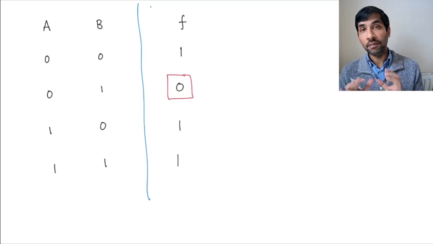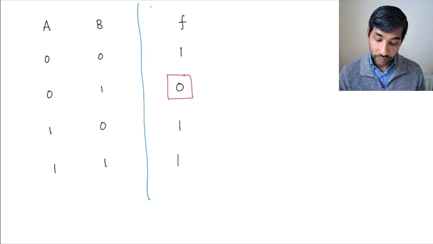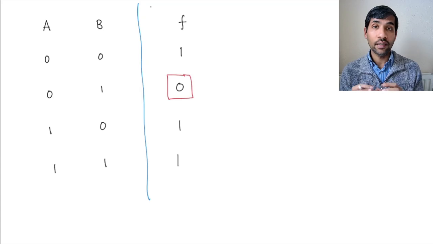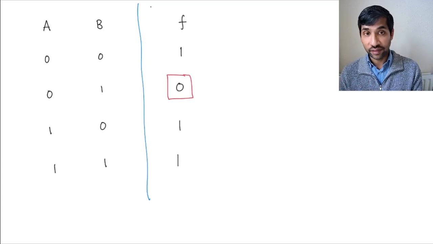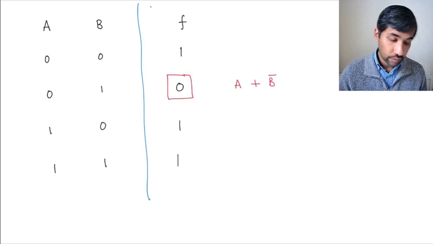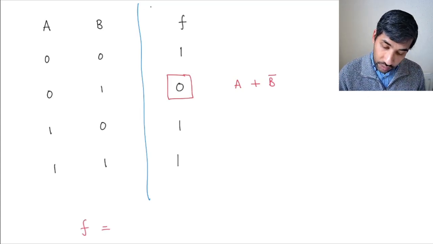In min terms we wrote the terms only for the places where you had ones, but in the max terms, when you're converting to a Boolean expression, you want to write the max terms only for the terms in the output which are 0. And so we get here A plus B bar, and so F will be equal to A plus B bar.